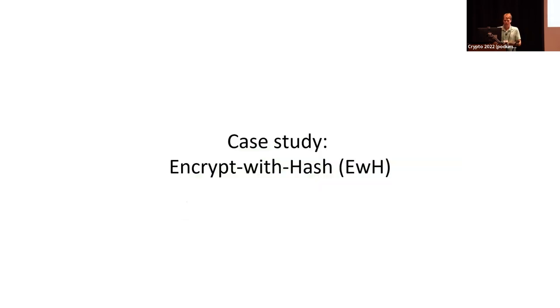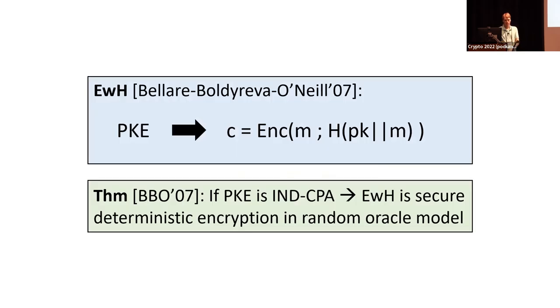To motivate our solution, let's use the encrypt with hash transform as a case study. This transform was introduced by Bellare, Boldyreva, and O'Neill. It's a way to take a probabilistic encryption scheme and make it deterministic. The protocol is very simple. You have some general public key encryption scheme. When you want to encrypt a message M, you hash the message M to get your randomness. You also hash M concatenated with the public key to give you domain separation. So you derive your randomness deterministically through some hash function and then encrypt using those random coins.